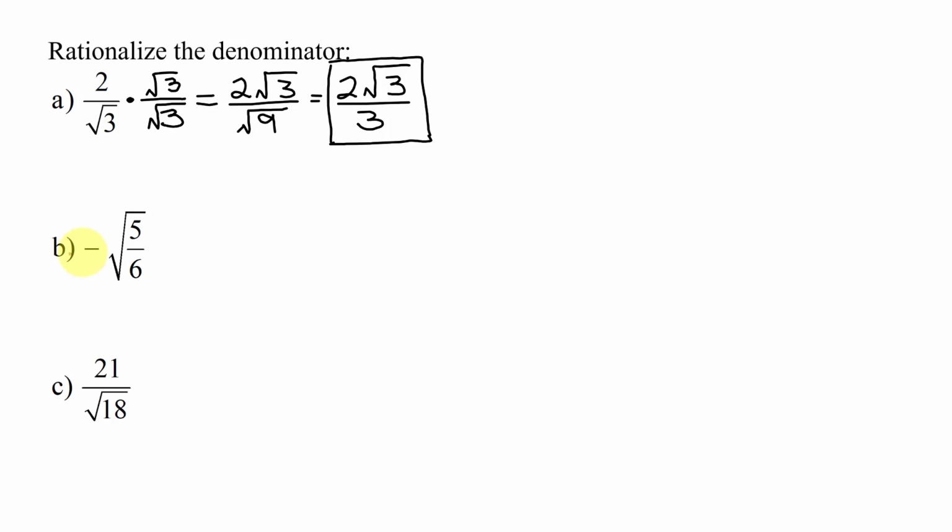In part B, I have the negative square root of the fraction 5/6. So the first thing I'm going to have to do is use the quotient property of radicals. So I'm going to have the negative, and then I'm going to break up my square root of a fraction into the square root of the numerator divided by the square root of the denominator. So I'm going to have the negative square root of 5 divided by the square root of 6. Now, can I simplify the square root of 6? Remember, 6 is just 2 times 3, neither of which are perfect squares, so I cannot simplify that.